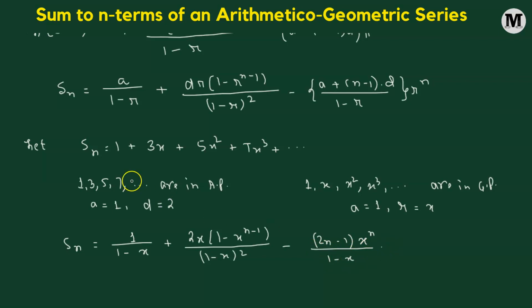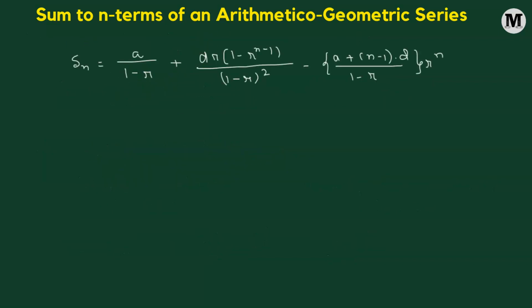So this is the sum to n terms of the Arithmetico-Geometric series 1 plus 3x plus 5x squared plus 7x cubed. Now clearly, in the sum to n terms of the Arithmetico-Geometric sequence, we can observe the 1 minus r factor in the denominator, which means that r cannot be equal to 1. We need to follow this strictly, because if r equals 1, then we have a division by 0 and the terms blow up.